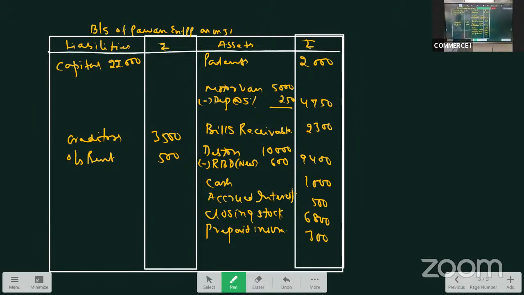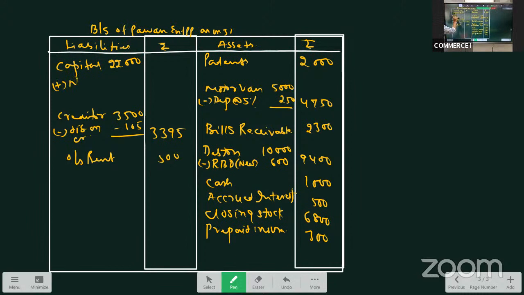Create 3% reserve for discount on creditors, right? Creditors are 3,500. Okay, discount on creditors we have created. So creditors 3,500 minus discount on creditors. That is, we created 105 rupees discount. Deduct and write 3,395. Okay, so done.